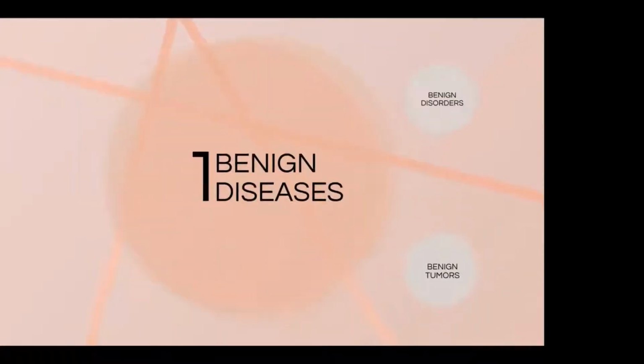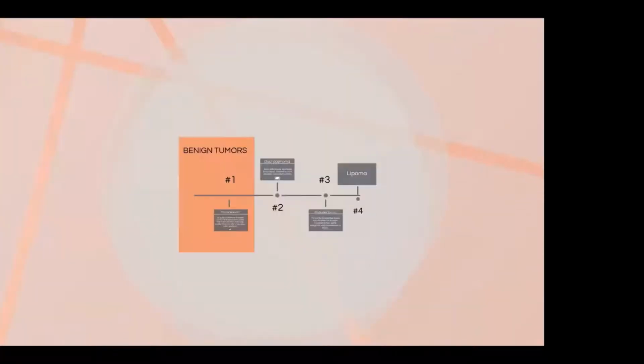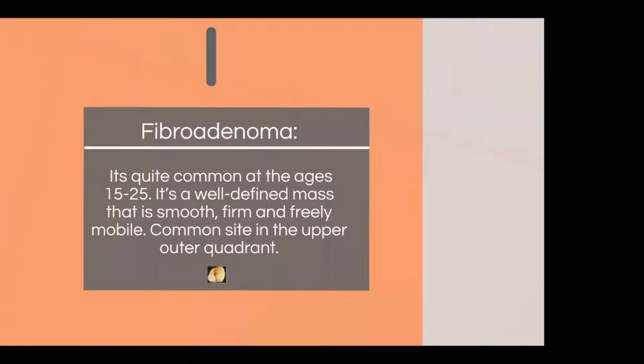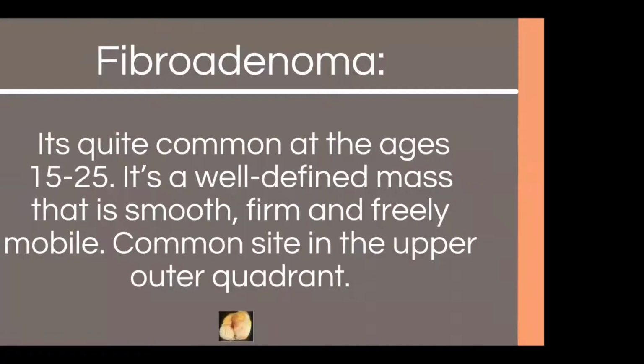Now, let's talk about the benign tumors. We have fibroadenoma. Fibroadenoma is quite common, especially at premenopause, at 15 to 25. It's well circumscribed, mobile, smooth, and firm. We can also see it in the upper outer quadrants of the breast, and we diagnose it by a core biopsy. How do we manage it, you might ask?